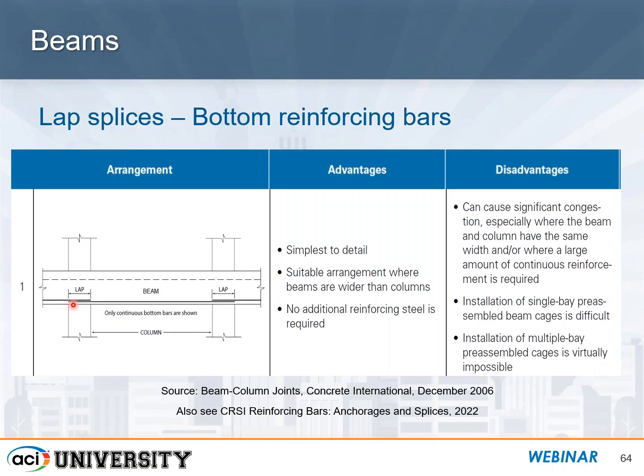That's one disadvantage. The other disadvantage is that if your beam cages are prefabricated and these are dropped in, sometimes they're dropped in one span, sometimes they're dropped in 2 spans, depending on the geometry. If you can imagine these two pre-assembled cages trying to come together and lap splicing the bottom bars like that, that could be some issues there with the installation.